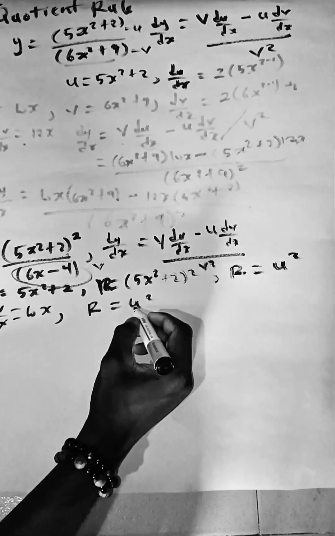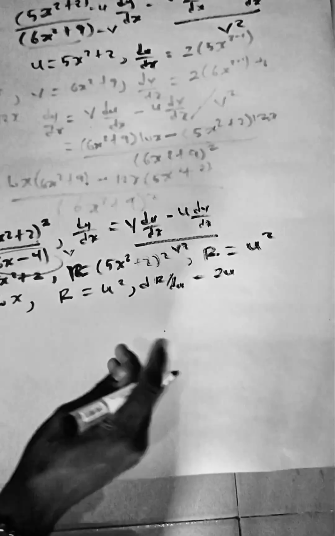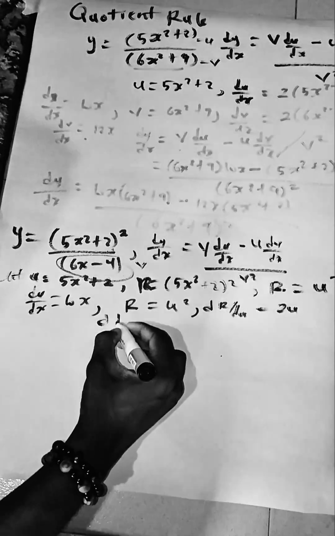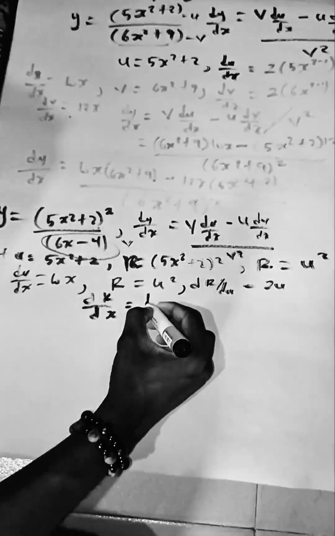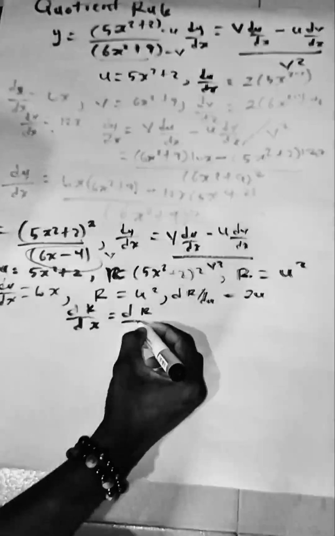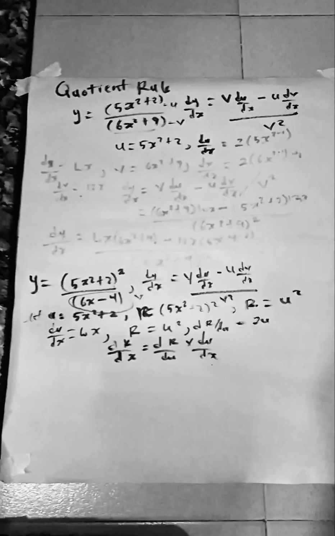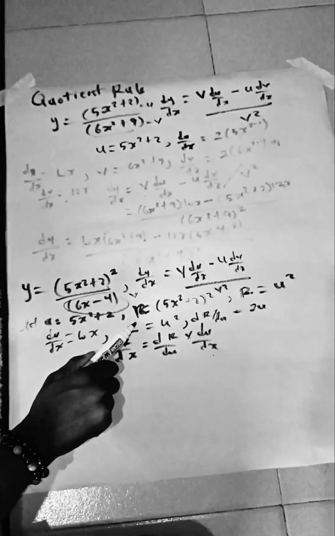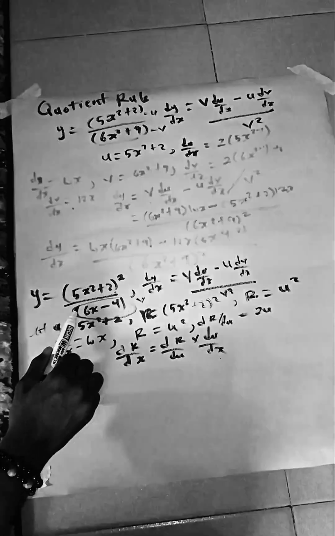So if r equals u squared, dr by du is just going to equal 2u. Now we can use the chain rule formula: dr by dx equals dr by du times du by dx. I hope you get the logic. We set this upper function to be a function on its own, function r, because we cannot set it to equal y, because y is this whole function. So we cannot say y equals this, otherwise that's an error in the solution.